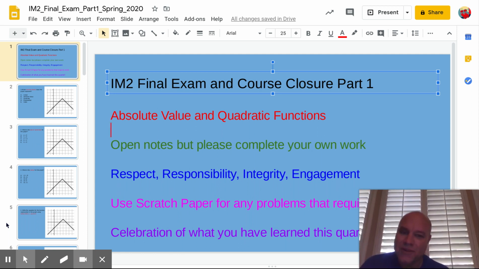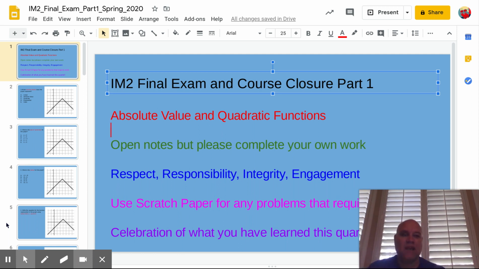Again, open notes, but I'd like you to complete your own work. This isn't phone or text a friend, ask a sibling for help on how to do it. This is what do you know at this point in time. So remember our Viking expectations: respect, responsibility, integrity, and engagement.